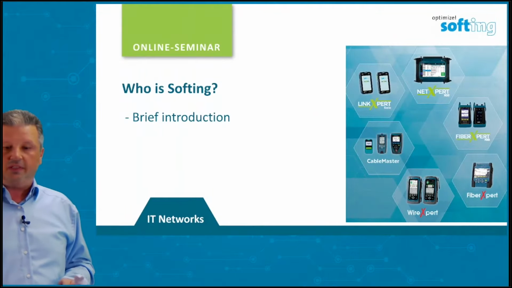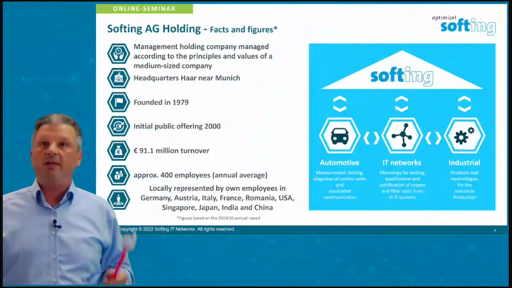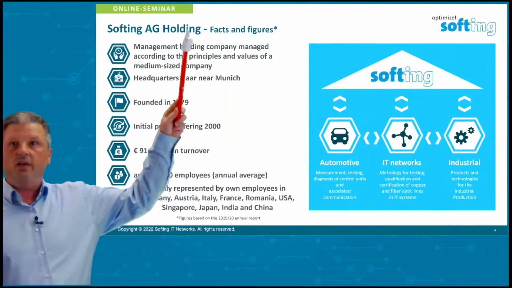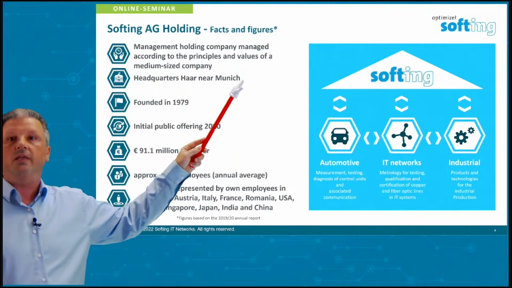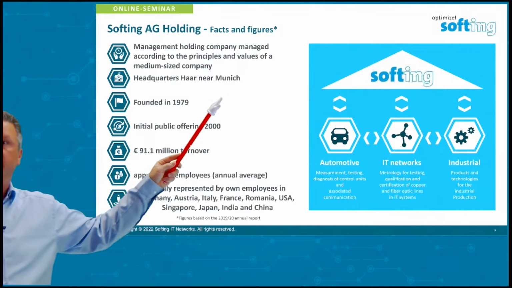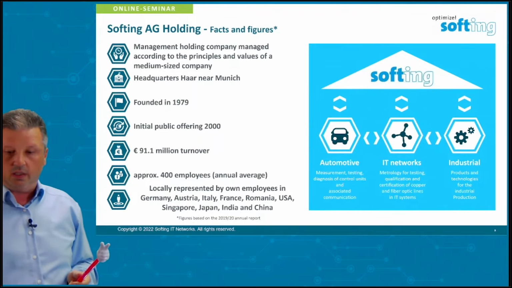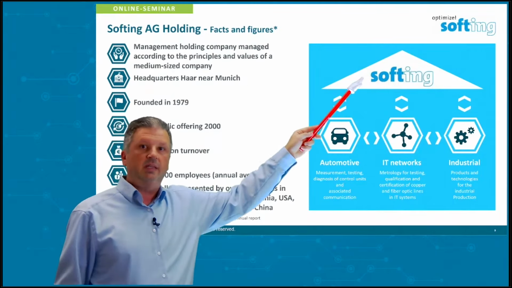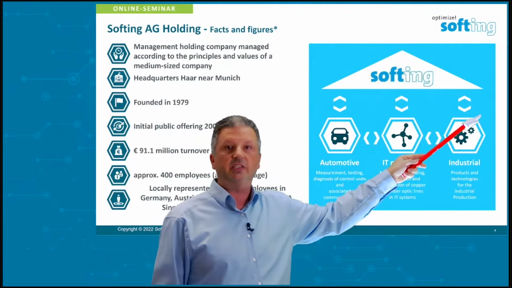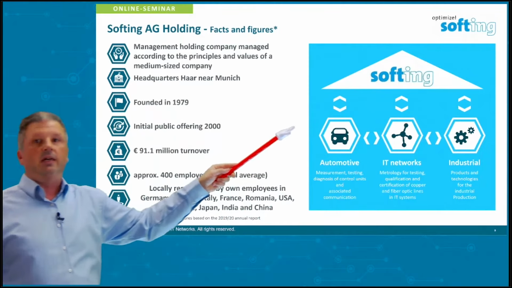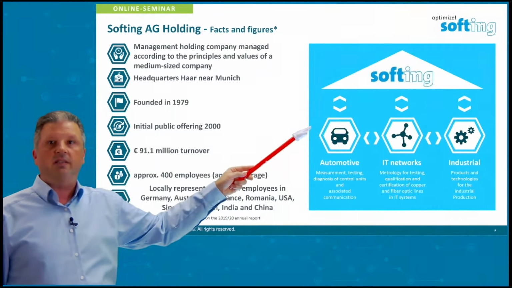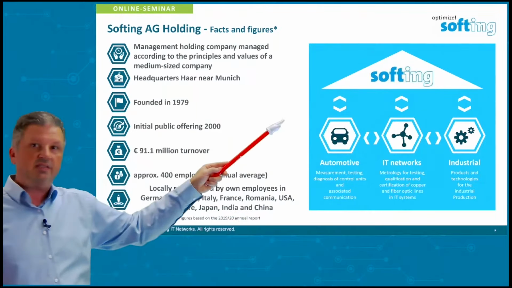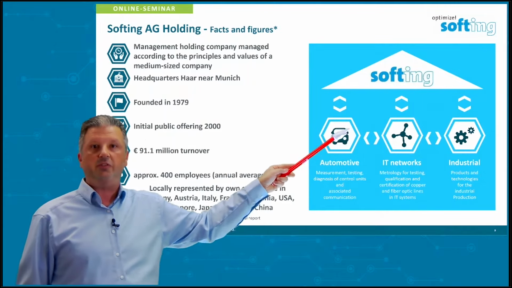So, who is Softing? A brief introduction. When you join our webinars often, you always see this introduction, so I do it really short. Softing is a share company with headquarters in Haar, near Munich. It was founded in 1979, and we have approximately 400 employees. On the right you see three divisions under the house of Softing: industrial, with industrial product technologies; automation, with a lot of electronic parts for diagnostics in cars; and in the middle, IT Networks, which also has some interesting testing products in between the automotive and industrial sectors.